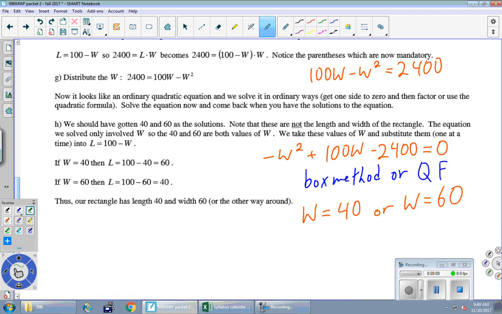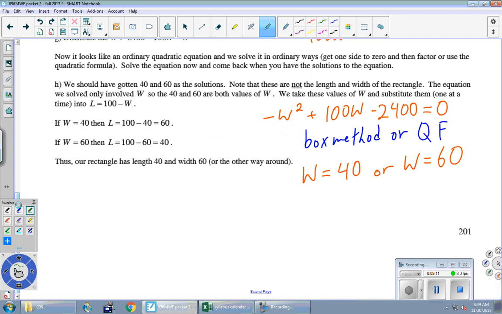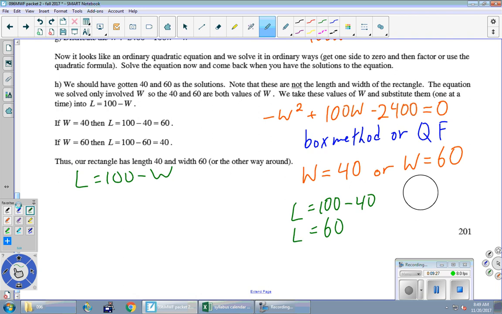Let's do that down here. So this is L equals 100 minus W copied from above. So in this case, L is equal to 100 minus what number? 40. So there the L is 60. And over here, 100 minus the W, in this case 100 minus the 60. Now we get L is 40.